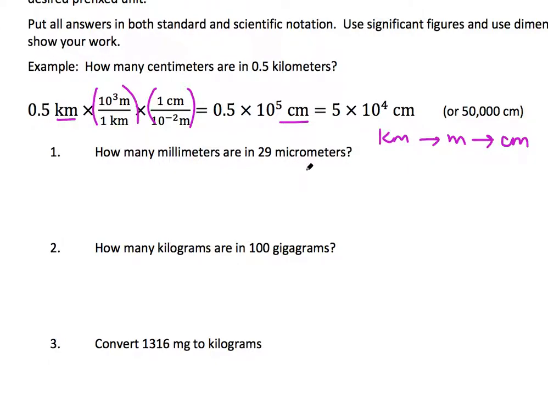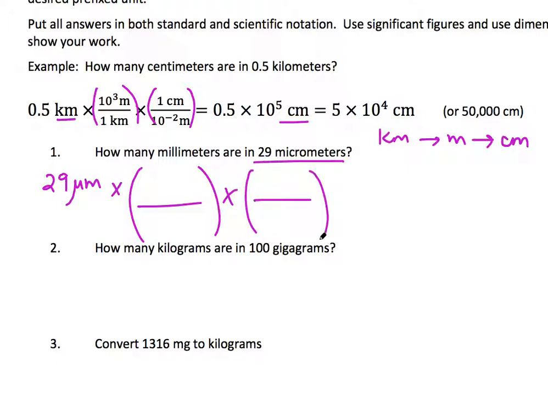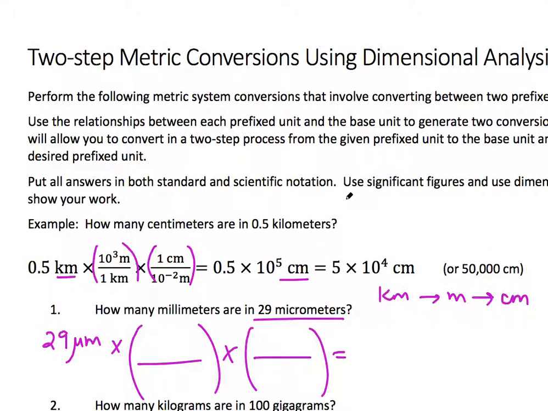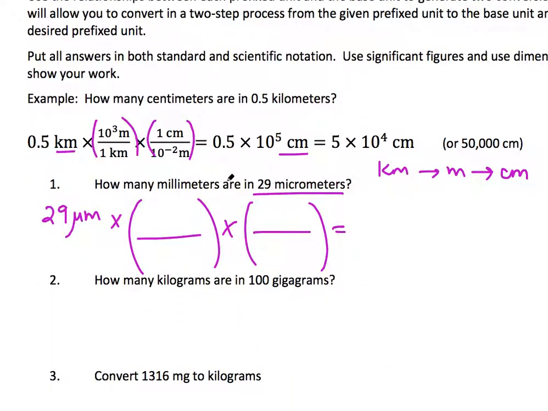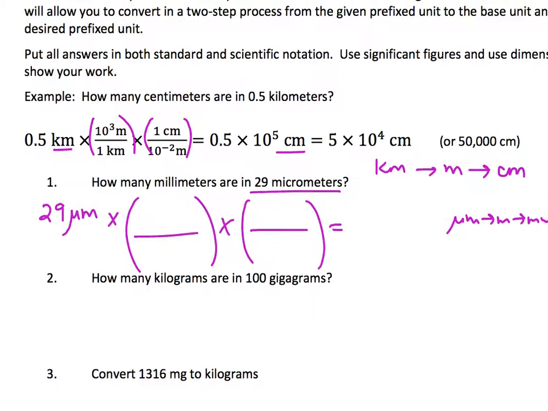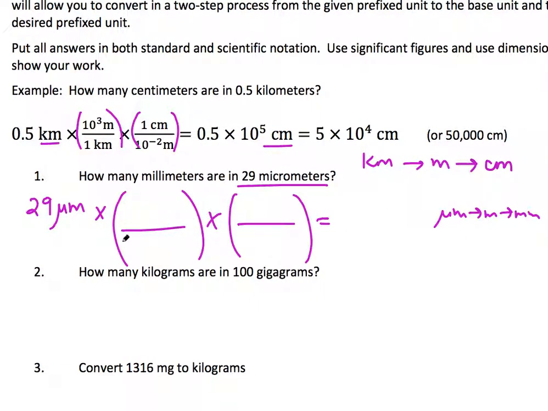How many millimeters are in 29 micrometers? So I'm going to start with 29 micrometers. I'm going to set up 2 conversions. How do I know I need 2 conversions? Besides the title of this worksheet, I know that I want to go through a base unit. So my roadmap is micrometers is what I'm starting with, to meters, to millimeters. So I'm going to put micrometer up here, and it needs to go down here. I'm going to meters, and then I'm going to go from meters to millimeters.